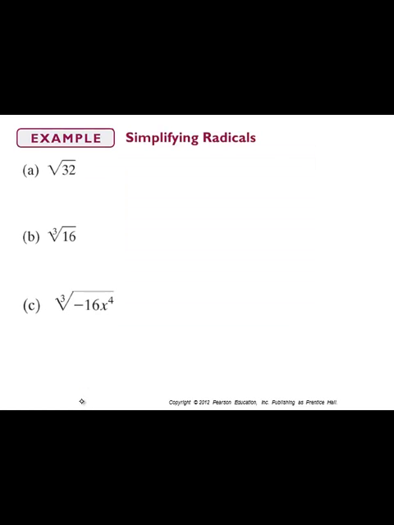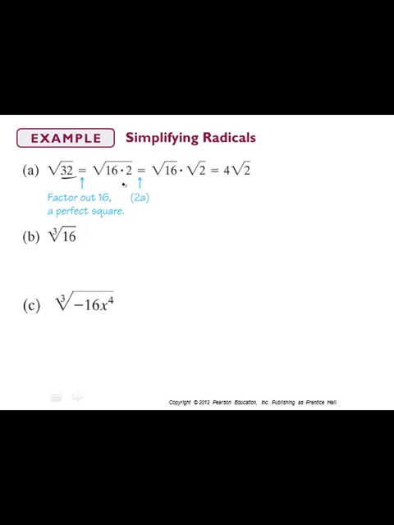So let's just put that to the test here, see what we could do in simplifying these radicals. How about the square root of 32? What can we do with that one? Well, what you're going to look for is identifying any perfect squares within the radical. So within 32, which is the radicand, are there any perfect squares?